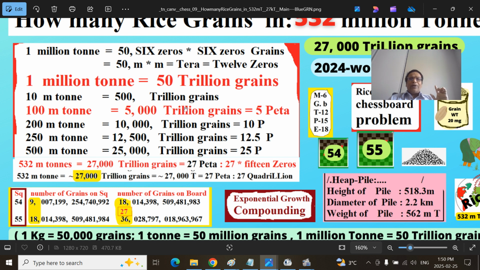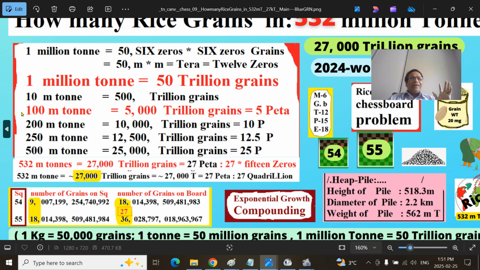Remember, trillion is 12 zeros. You already have 3 zeros, so 12 plus 3 is 15 zeros. That is Peta, 15 zeros. So that is 5 petagrains in number. That is the quadrillion. You don't need to worry about this. We doubled it: 5 makes 10, so 5 peta becomes 10 peta, and 250 makes 12.5 peta.